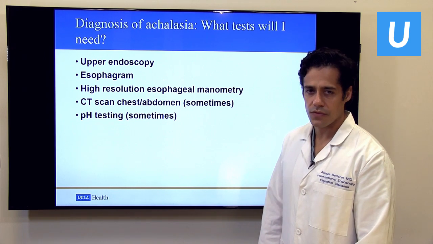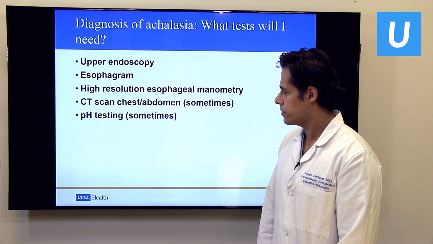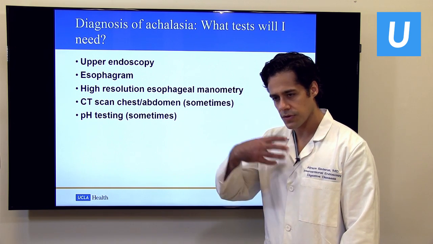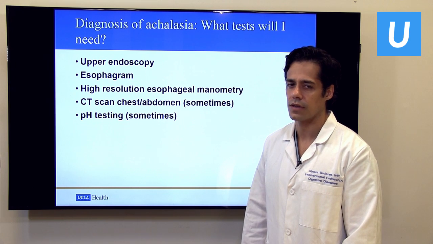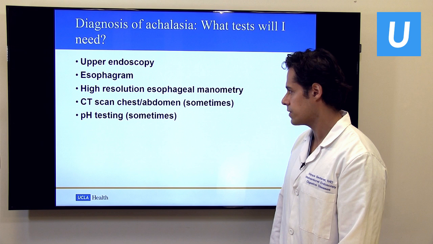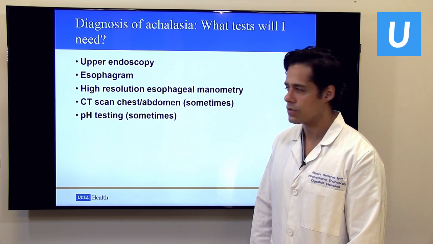So how do I figure out if you have achalasia? There's a couple of tests. The first three there are the main ones. An upper endoscopy, where a camera is inserted into the mouth and into the upper digestive tract to examine the esophagus, stomach, and first part of the small intestine. That's an important test to look for causes of difficulty swallowing.